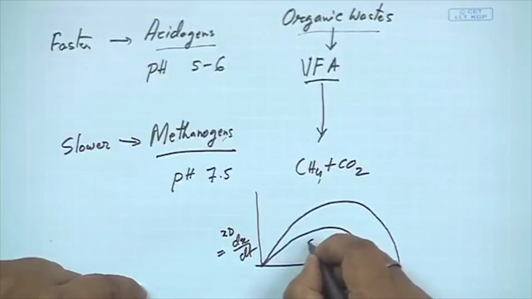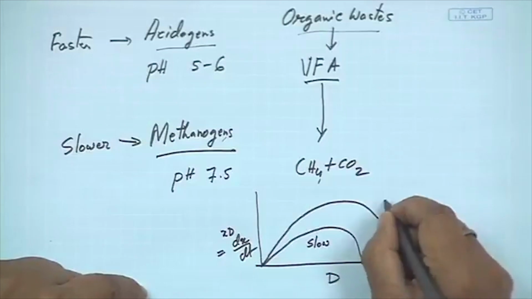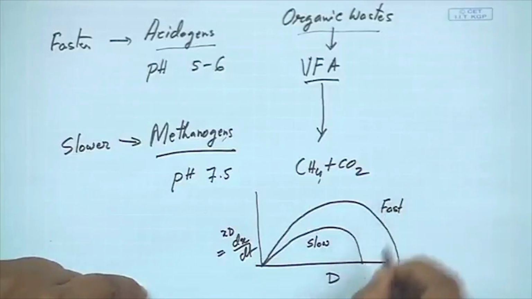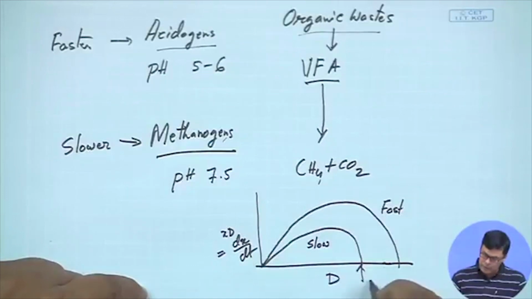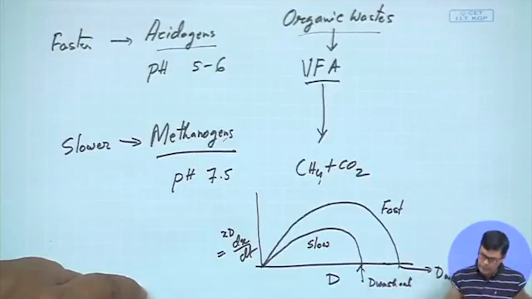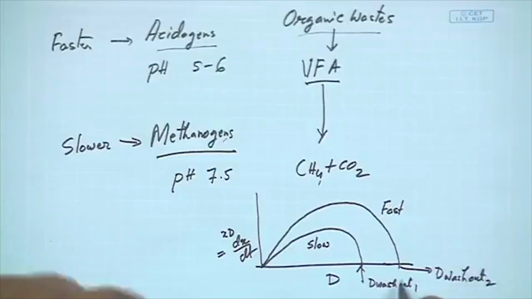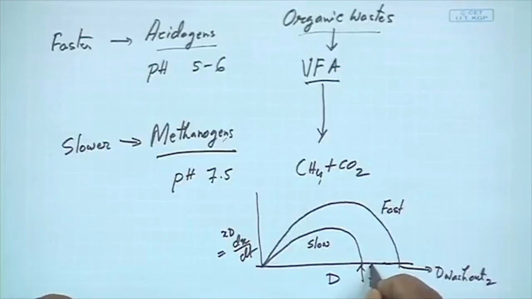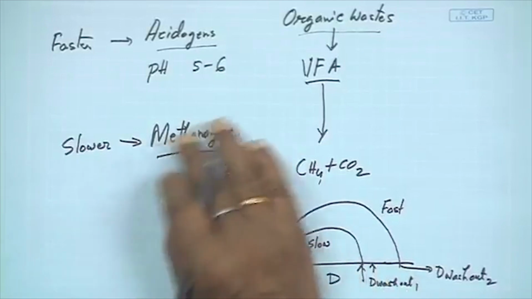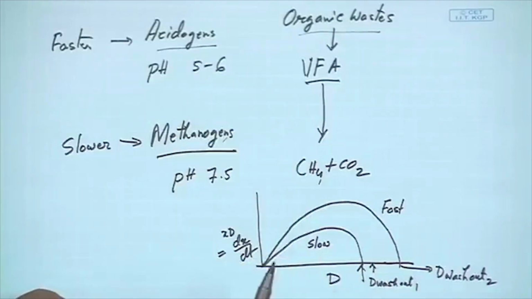So this is for the slow growing organism, and this is for the fast growing organism. You can see this is the D washout, and this is the D washout. If you look at that, the faster one required more; the D washout value is much higher as compared to the slow one. So if we maintain the dilution rate here, we can easily wash out the methanogens from the culture. So you can do it very easily.